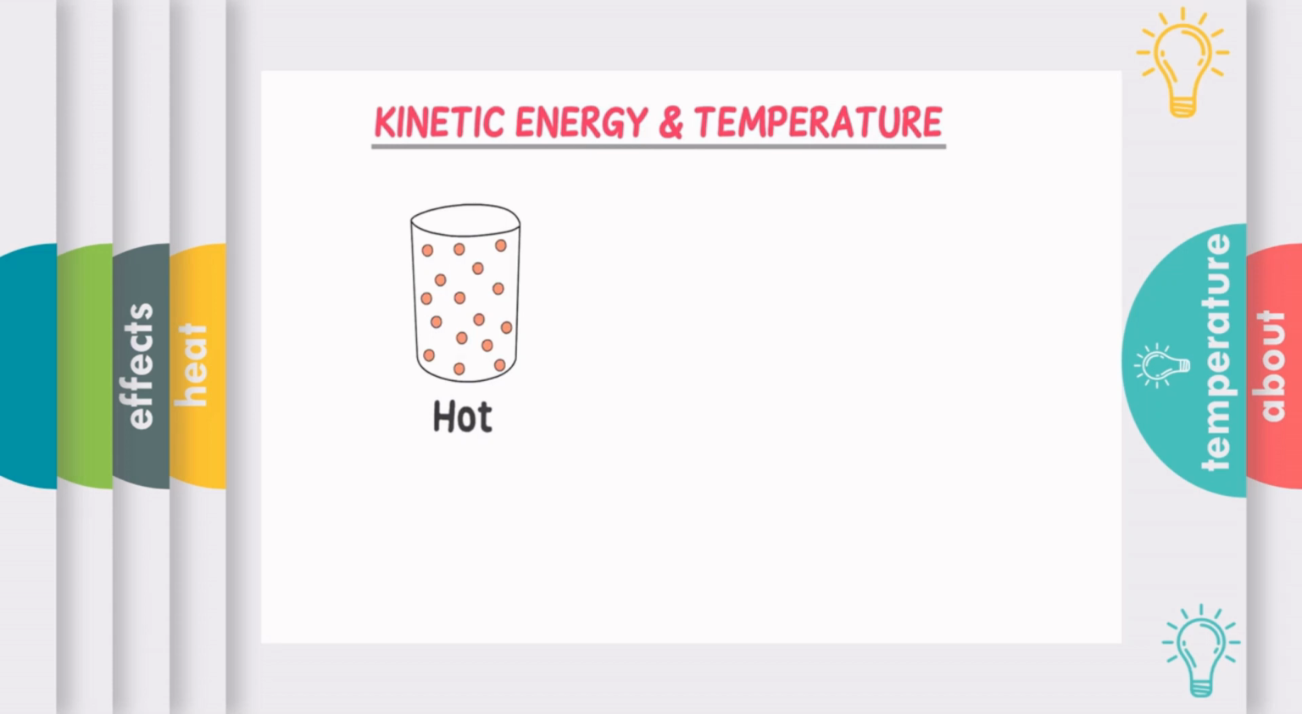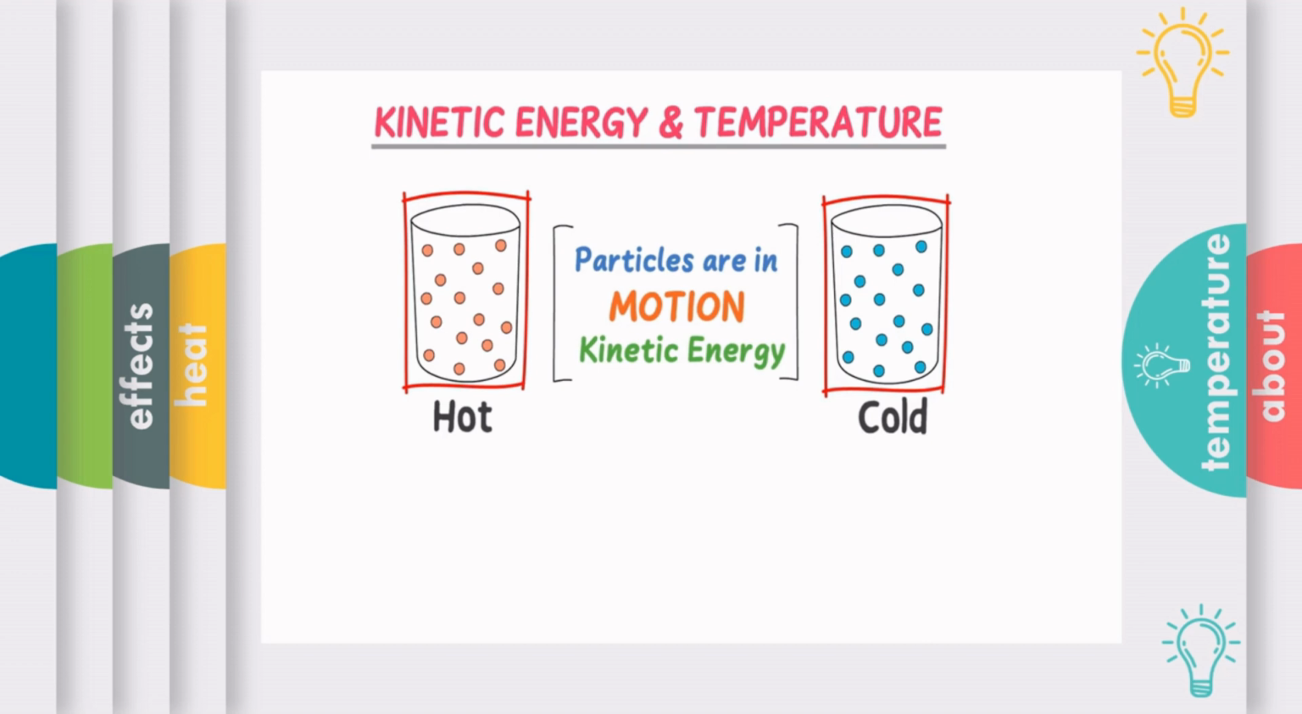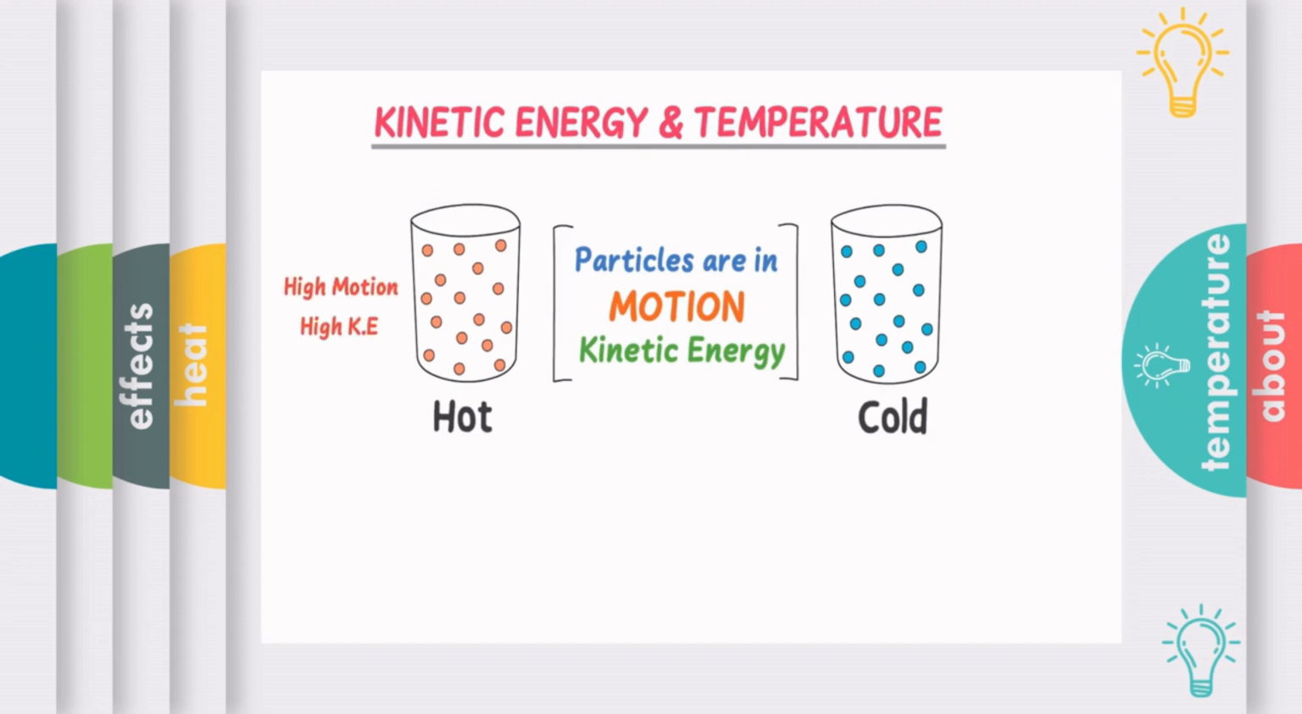Consider a hot gas cylinder and a cold gas cylinder. We know that the particles of the gas are in constant random motion. We also know that when there is motion, there is kinetic energy. So, all these gas particles possess a kinetic energy due to their motion. If the motion of these particles is high, they possess a high kinetic energy, and the system in the cylinder will be hot. And if the motion of these particles is slow, then they possess low kinetic energy, and the system in the cylinder will be cold.